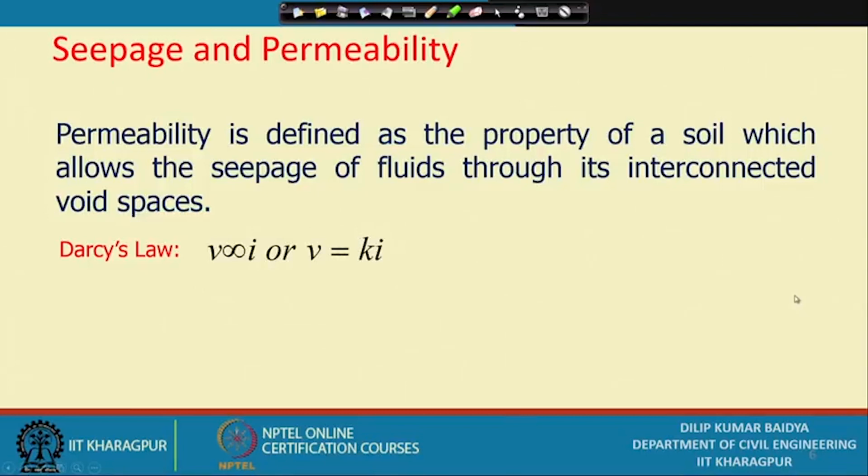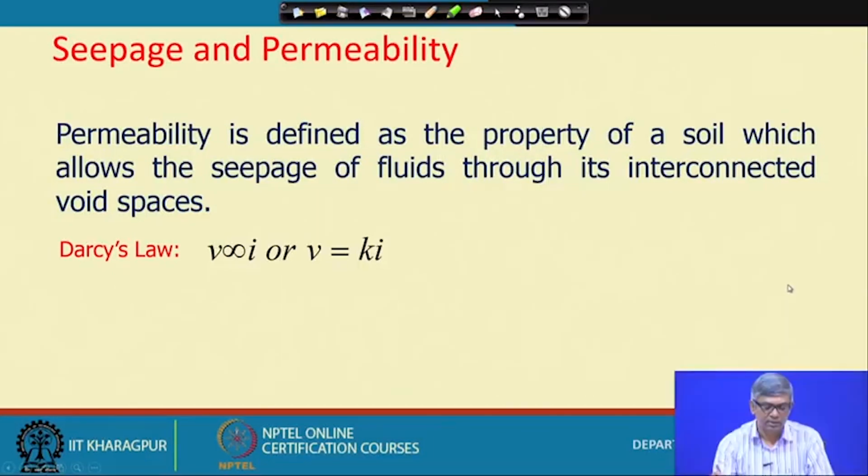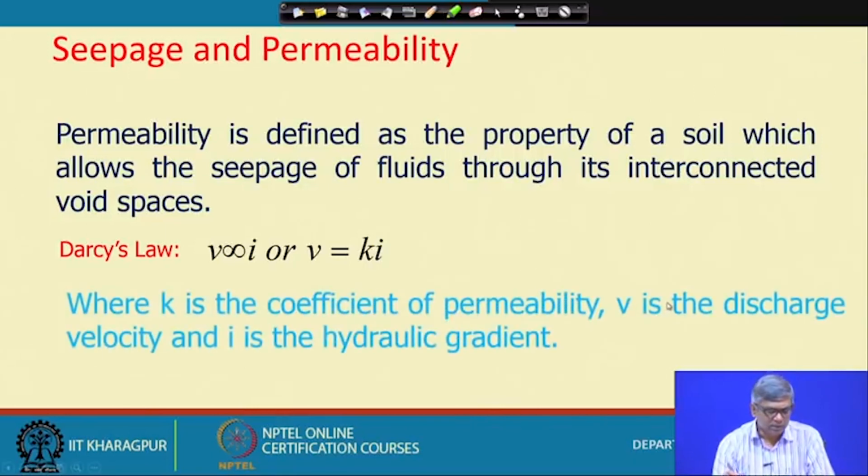and this is actually as per Darcy's law, V proportional to i, or V equal to, if I take it as equal, then there is a constant we introduce, that is K into i, and that K is the coefficient of permeability. Where K is the coefficient of permeability, V is the discharge velocity and i is the hydraulic gradient.